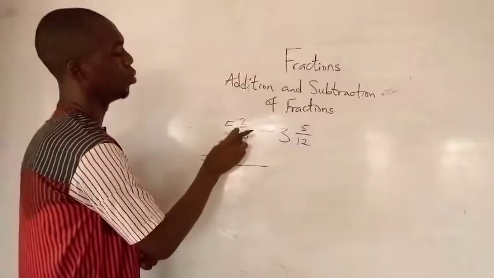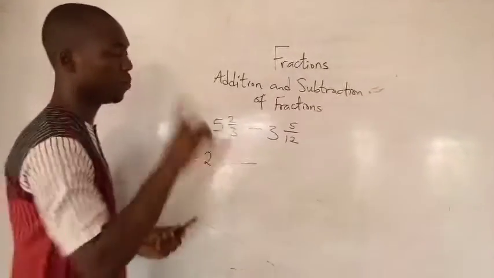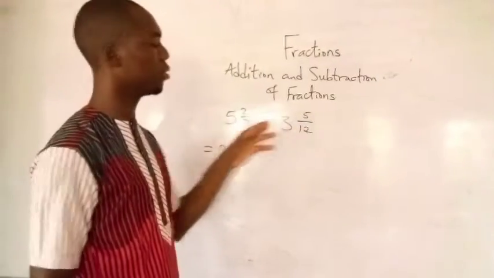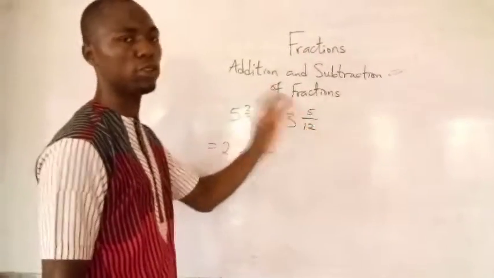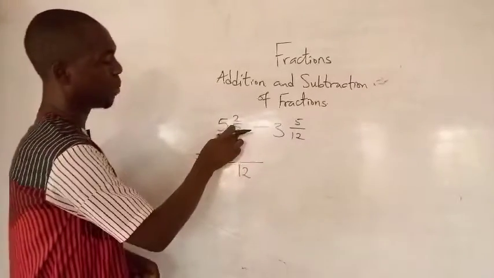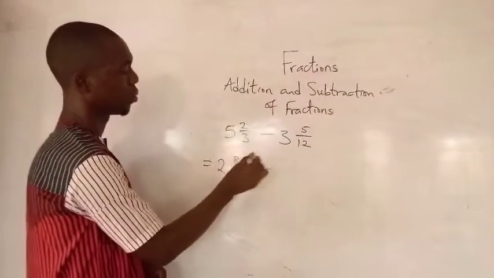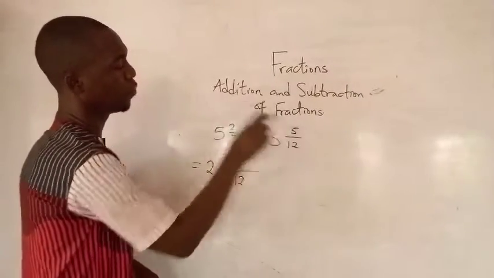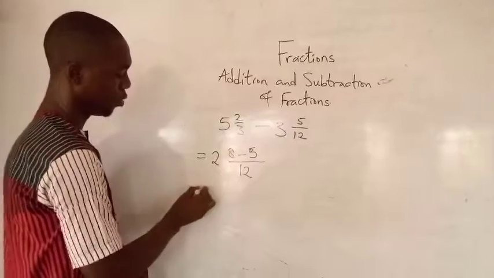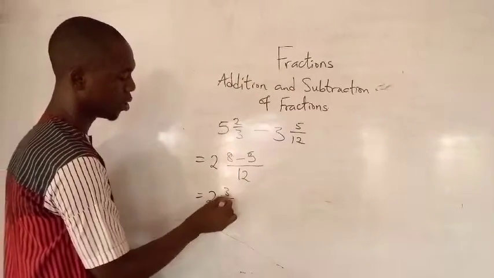Then we will now take the LCM of the denominators, 3 and 12. Like in the first example here, 3 is a factor of 12. 3 can divide 12. That means 12 is going to be our LCM. Now 12 divided by 3 is 4. 4 multiplied by 2, 8. 12 divided by 12 is 1. 1 multiplied by 5 is 5. So we have 2 whole number, 8 minus 5, that is 3/12.